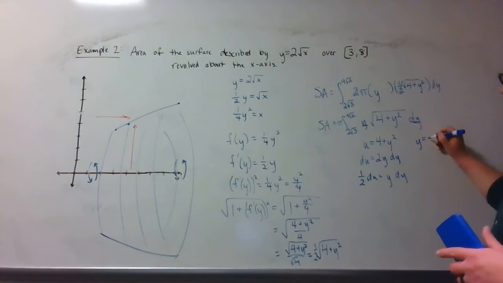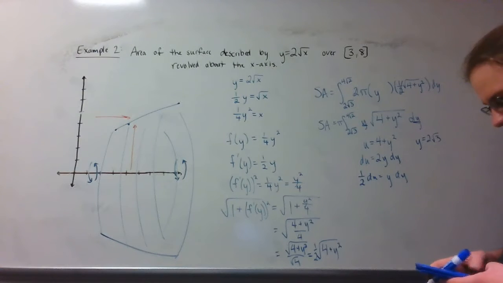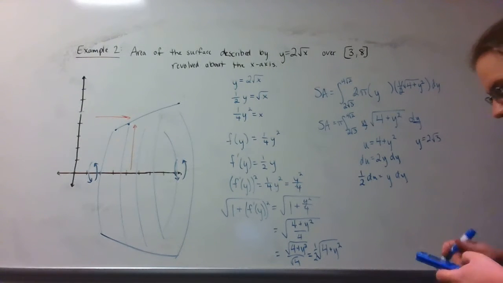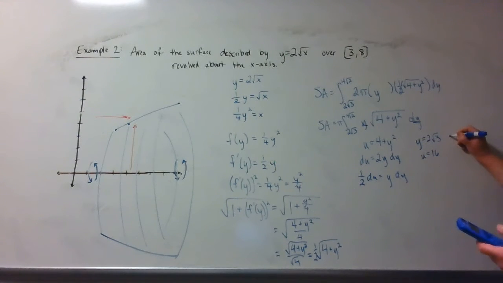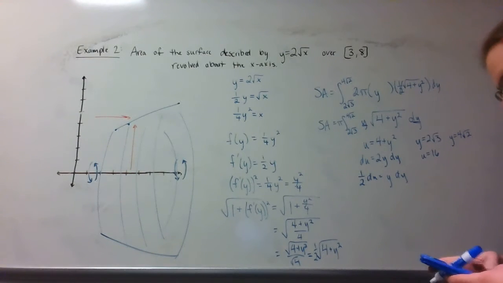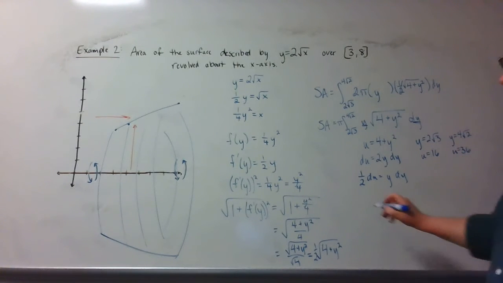So y equals 2 square roots of 3 into this 4 plus y squared. So 4 plus 2 square roots of 3 squared ends up giving me a u of 16. So that's going to be my lower bound. I'm going to also use 4 square roots of 2. Plugging that in, 4 square roots of 2 squared plus 4 gives me a u of 36. Now, notice these are important, so these are my new upper and lower bounds.